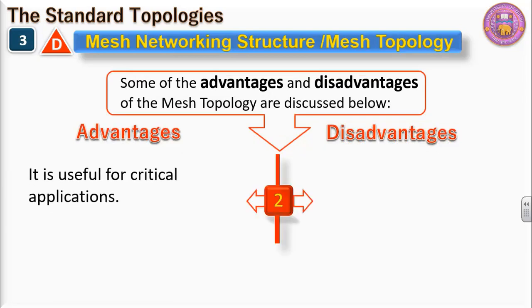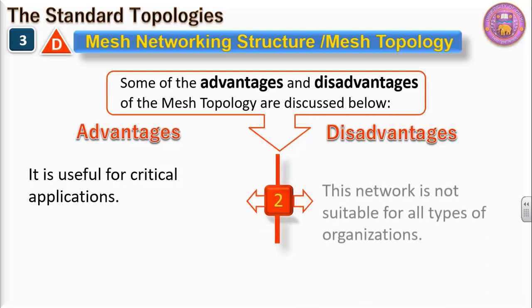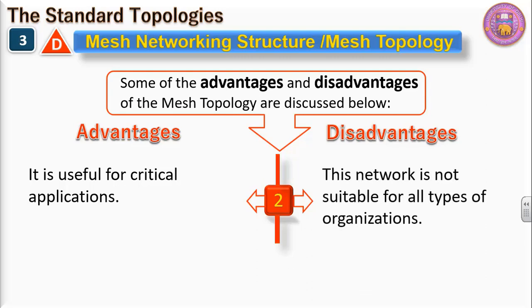Second advantage is that it is useful for critical applications. Where we cannot afford to have delays, then this particular topology is very good. But the disadvantage is that this network is not suitable for all types of organizations. It means only those organizations in which we cannot afford to have delays, then this topology can work very well.